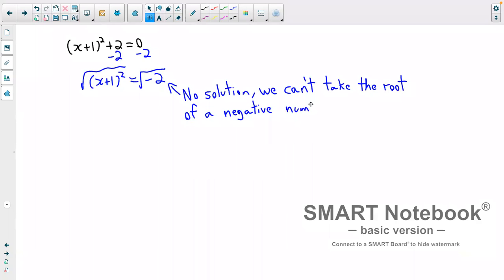So anytime you're trying to do this and you are going to take the square root of a negative, it's going to be no solution because you can't actually do that mathematical operation.